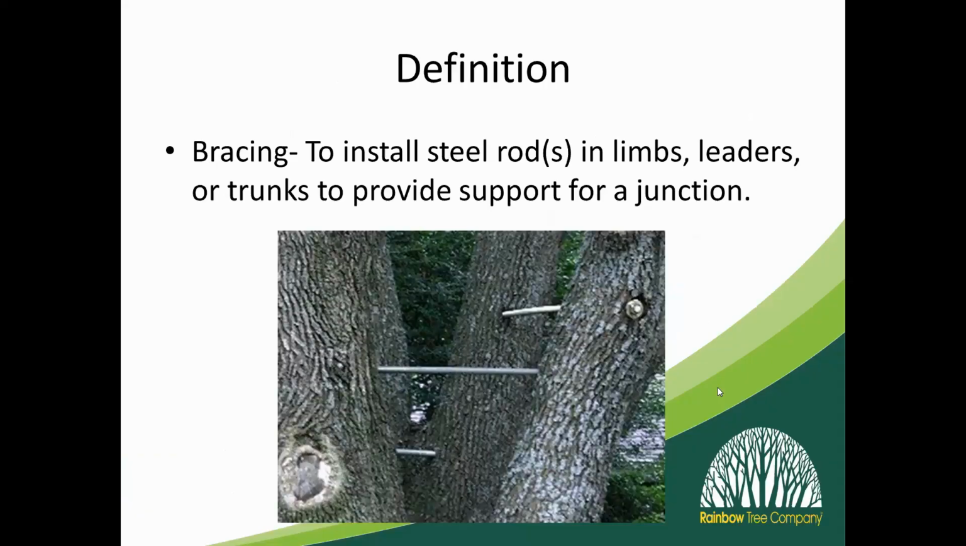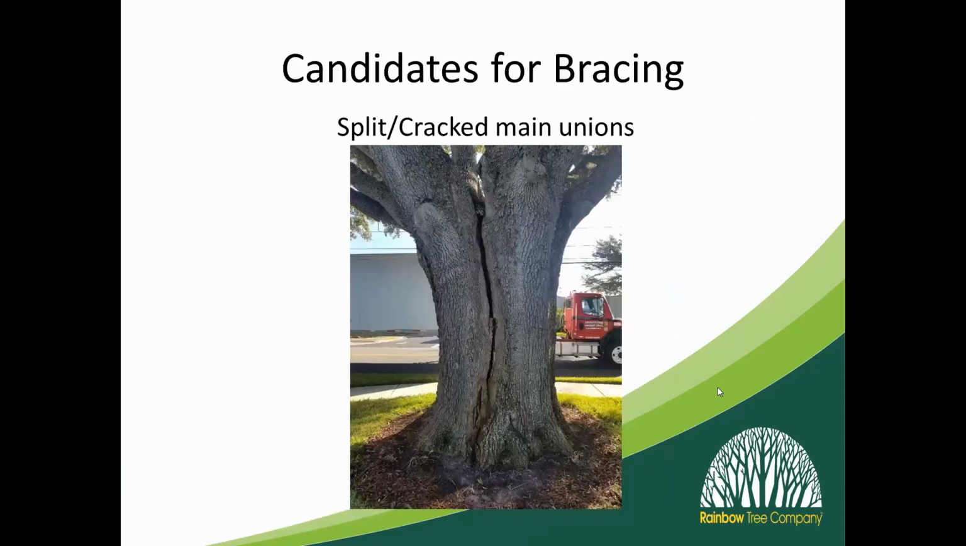All right. So bracing definition is to install steel rods in limbs, leaders, or trunks to provide support for a junction. So candidates for bracing: the main reason why we would need to install a bracing rod in a tree is for a split or cracked union, or maybe a compromised union, maybe decay, but not too much decay. So there's a fine line in there.